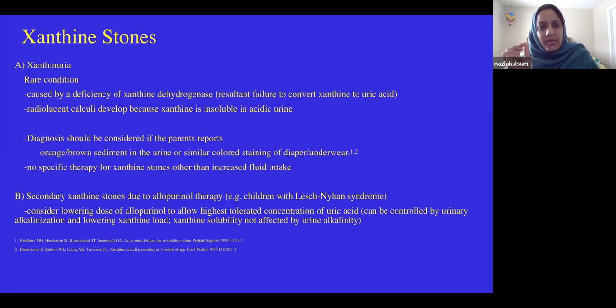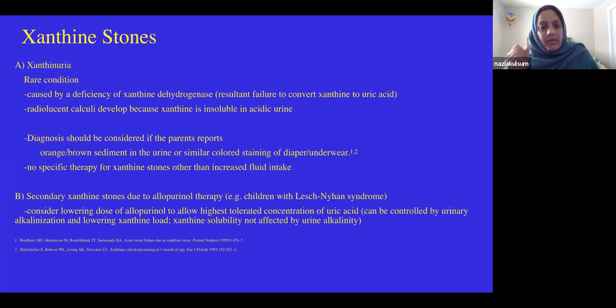Most of the time it may appear like an orange or brown sediment on the diaper. This is something that you will commonly hear from parents, that they saw a little stain in the diaper, and most of the time it is xanthine. Again, it is a common condition in infancy or in young kids, and usually resolves on its own. But if it is present for longer, then the kid needs to be evaluated. Even just normal dehydration, you may see the xanthine particles in the urine.